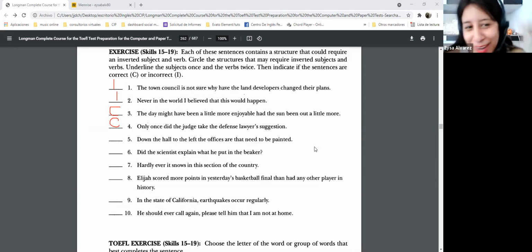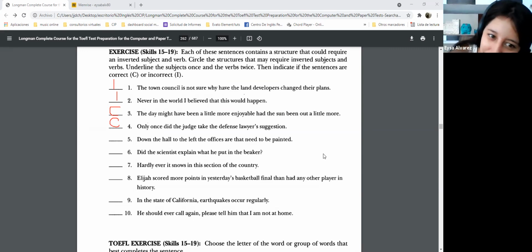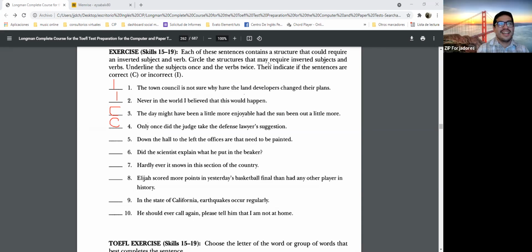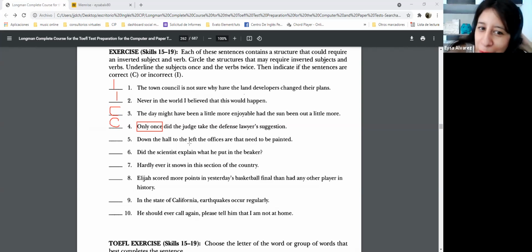All right. But I was confused because in this one, number four, it's in negative, right? It's a negative expression because we have only once. Yes, it's a negative expression. Okay. The normal one could be the judge.